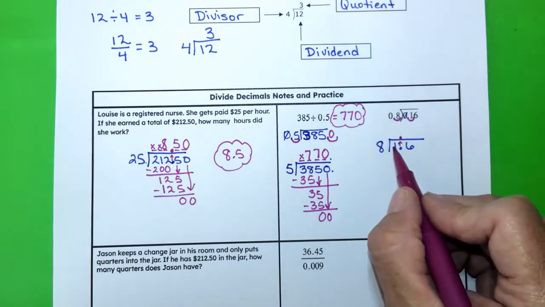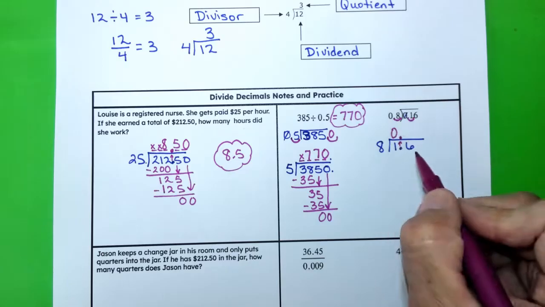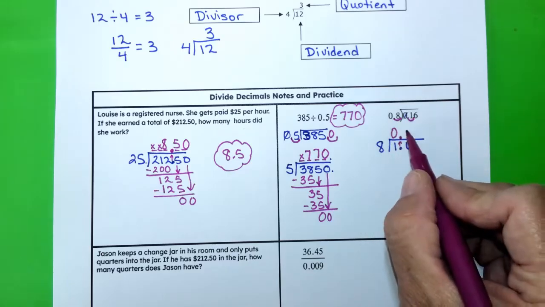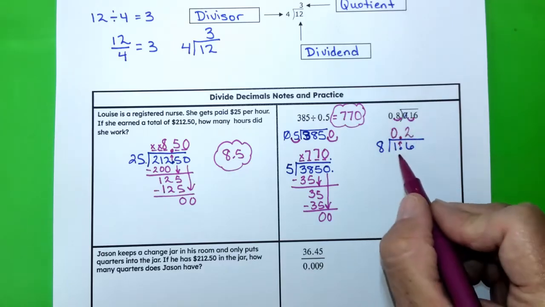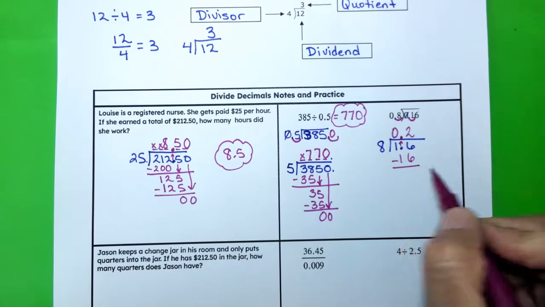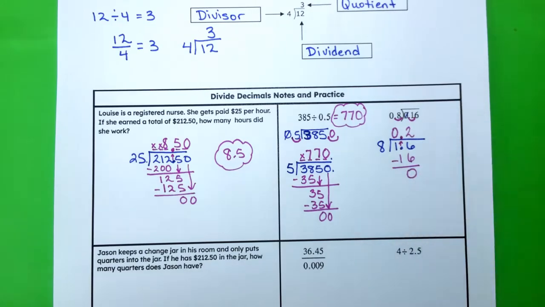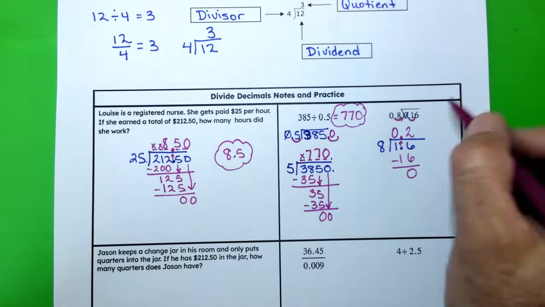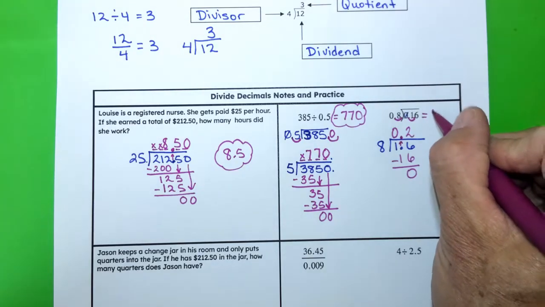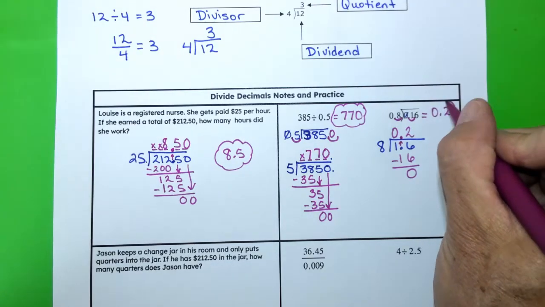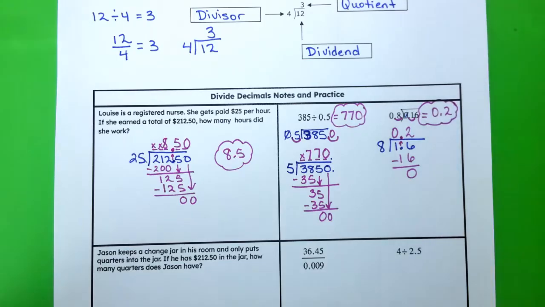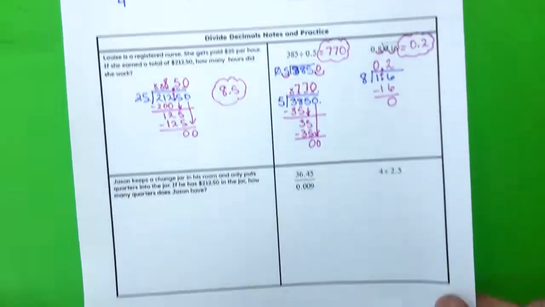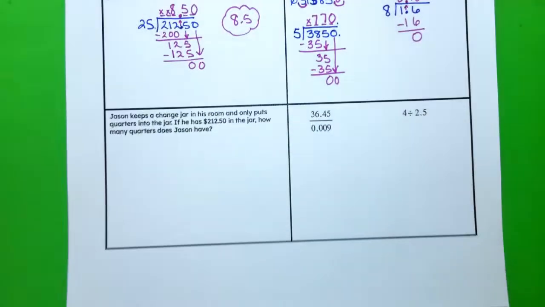Can 8 fit into 1? No. Can 8 fit into 16? Yes, twice. 2 times 8 is 16. I got nothing left. I got no more places to fill in, so we are good. The answer to this would be 0.2, my little bubble. Okay, so I hope this is getting to be pretty simple for you, but let's move to more complex questions.